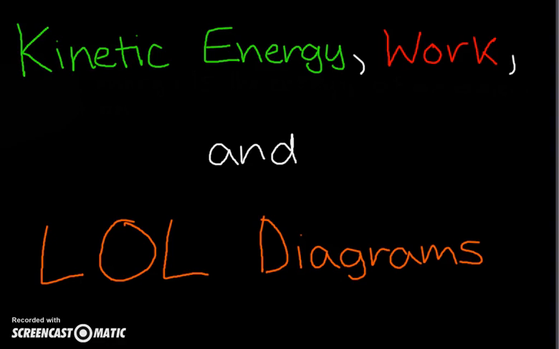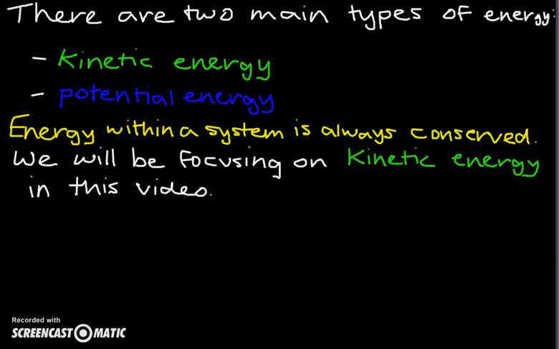Today's video is about kinetic energy, work, and LOL diagrams. As you may already be aware, there are two main types of energy, kinetic and potential. Energy within a system is always conserved, which means that it can neither be created nor destroyed. However, it can be transferred to other objects outside of the system, and we will learn more about that later. For right now, we are going to be focusing on kinetic energy.